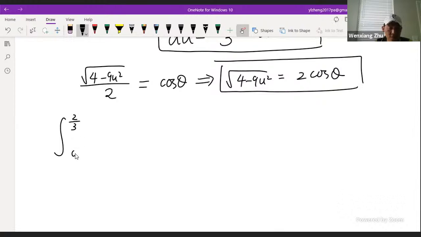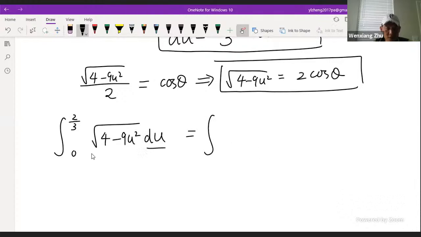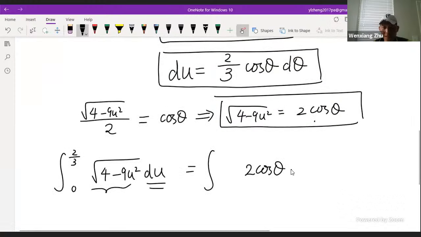So you do the integration from 0 to 2/3, square root of 4 minus 9 u squared du. This can be written as the integral. This square root, we did it right there. So that's 2 cosine theta. And what is du? That's the second box. So that's 2/3 cosine theta d theta.